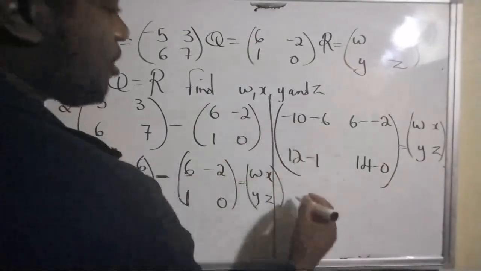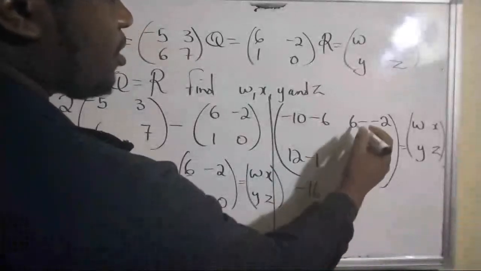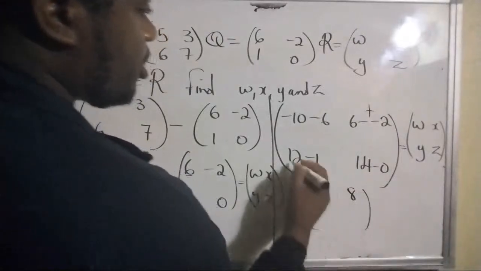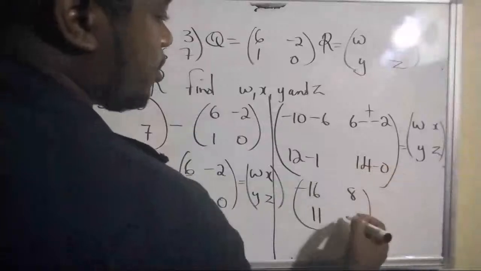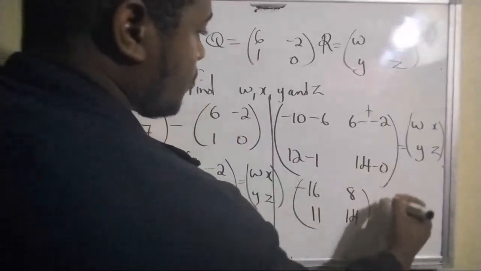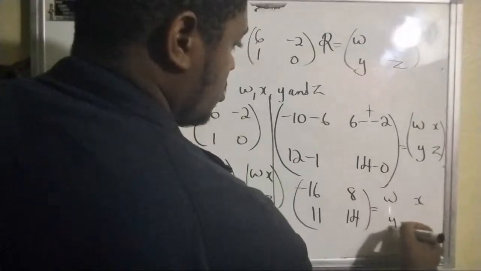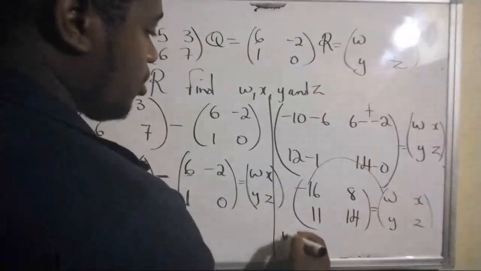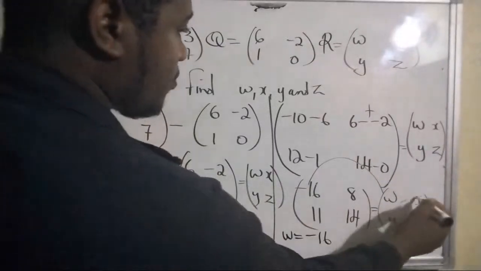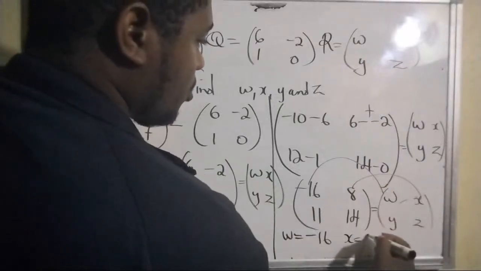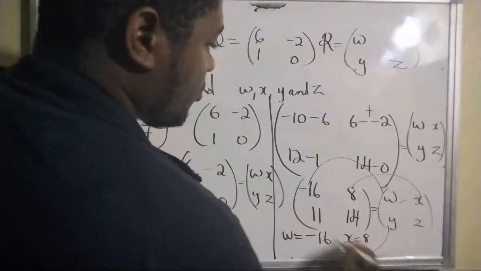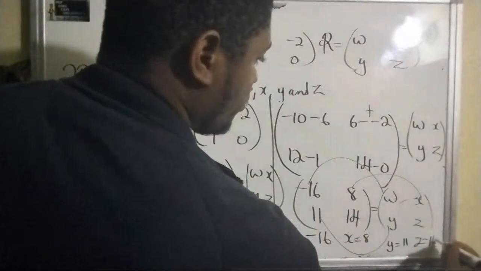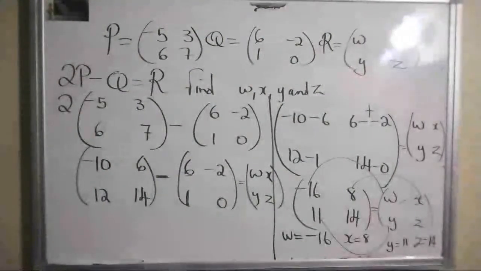So let's go now. Negative 10 minus 6, that's negative 16. 6 minus negative 2 is going to become a plus, so that's 8. Very important. 12 minus 1 equals 11. 14 minus 0 is 14. So let us discuss the answer now. We're just going to match them. Double X is equal to negative 16. X is equal to 8. Y, I guess you guys get the picture now. Y is equal to 11 and Z is equal to 14. Simple as that, guys.